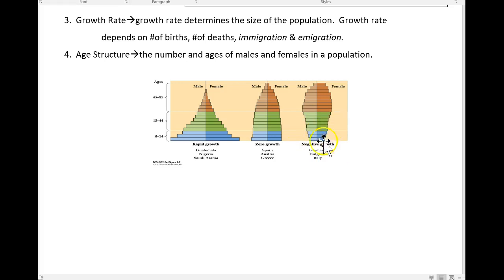Here is another one that is negative growth, where we see low birth rates.